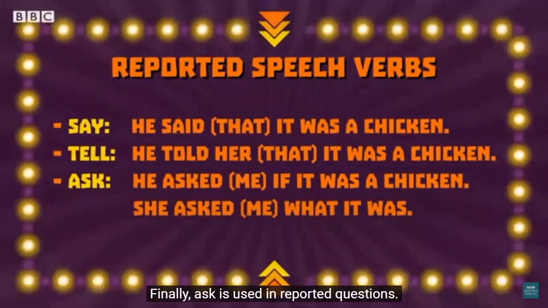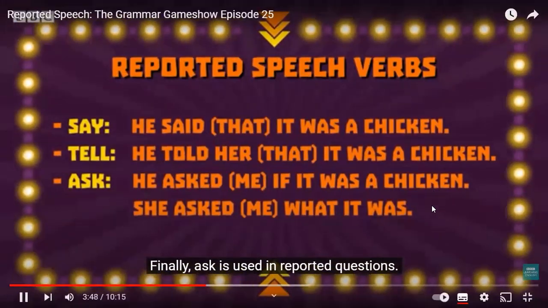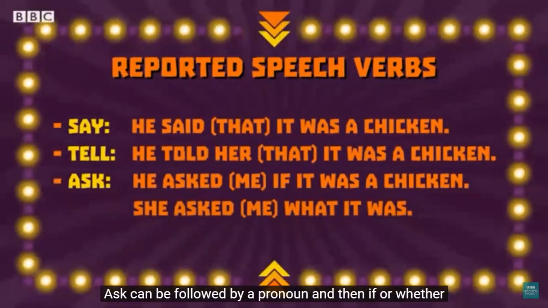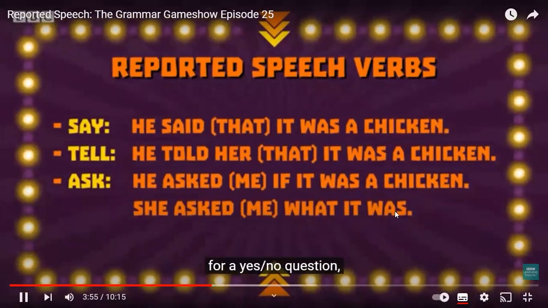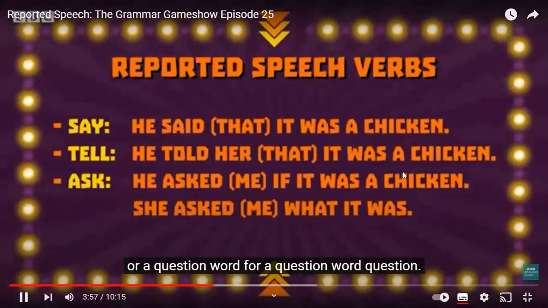Finally, ask is used in reported questions. Ask can be followed by a pronoun and then if or whether for a yes-no question, or a question word for a question word question. Good work.